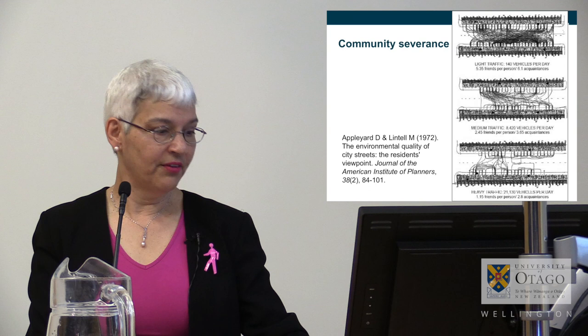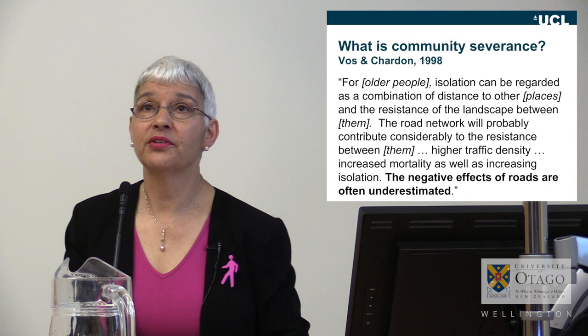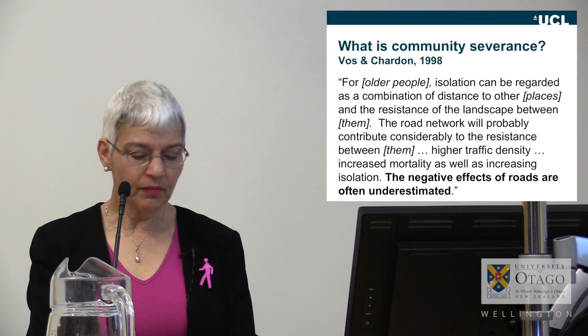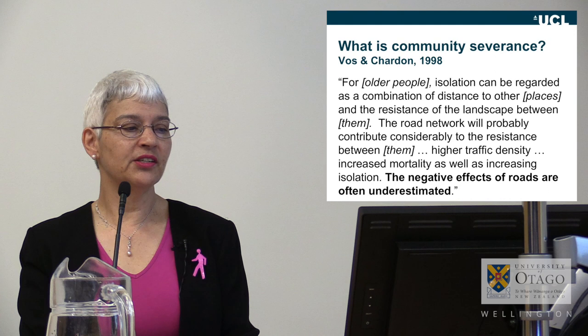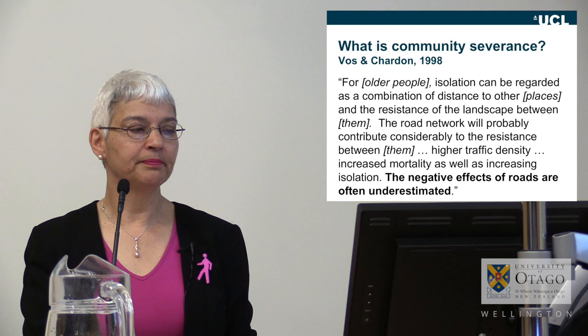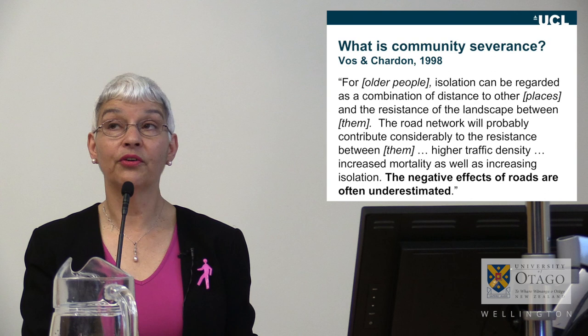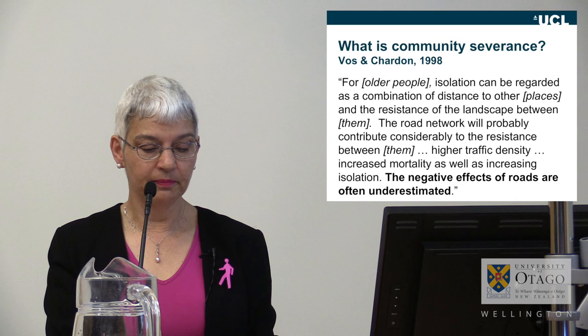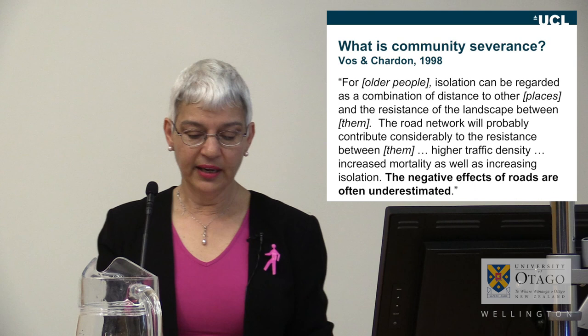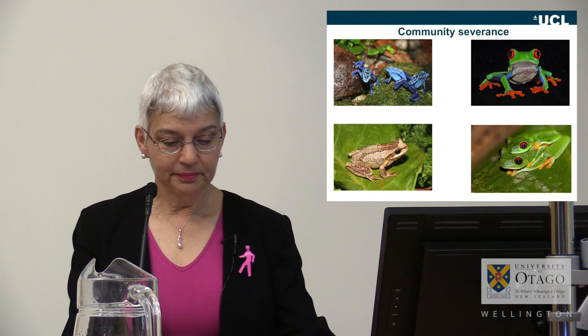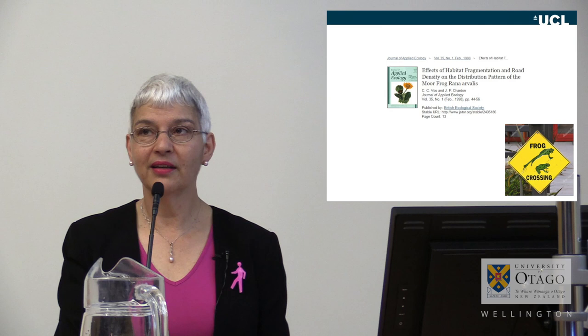When I was doing my PhD, I found this paper as part of my literature review on community severance. For older people, isolation can be regarded as a combination of distance to other places and the resistance of landscape between them. The road network will probably contribute considerably to the resistance between them. It talked about higher traffic density and increased mortality, as well as increasing isolation. The negative effects of roads are often underestimated. Well, I thought this was a brilliant description of community severance, but actually, the paper wasn't about older people, it was about frogs. The effect of habitat fragmentation, but I think that the message really applies.